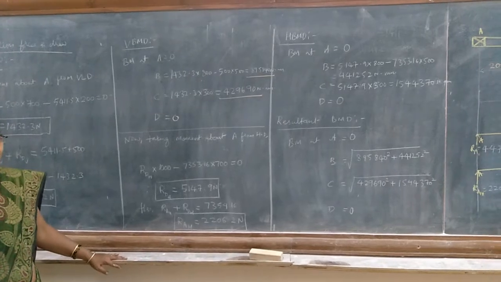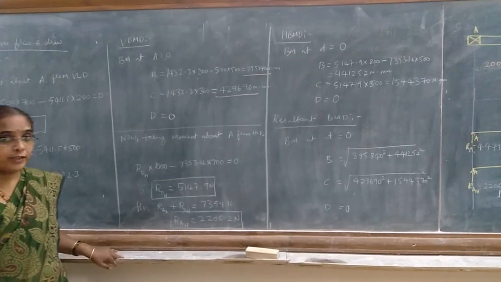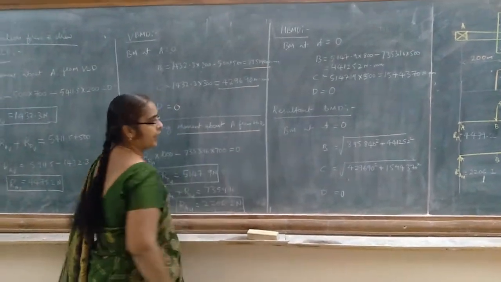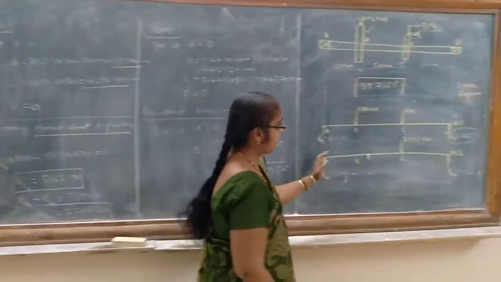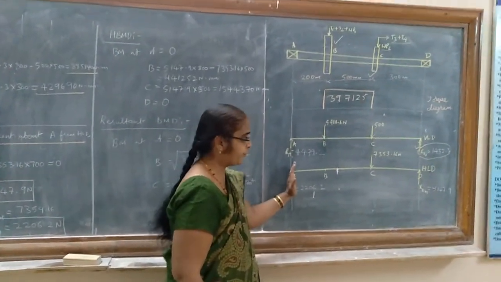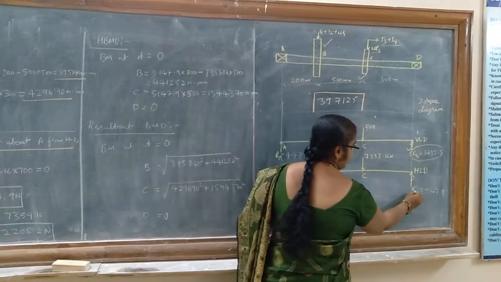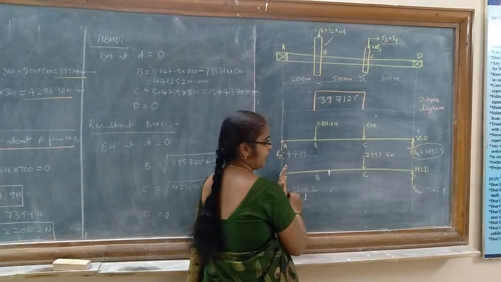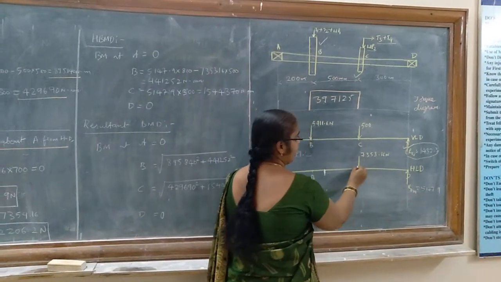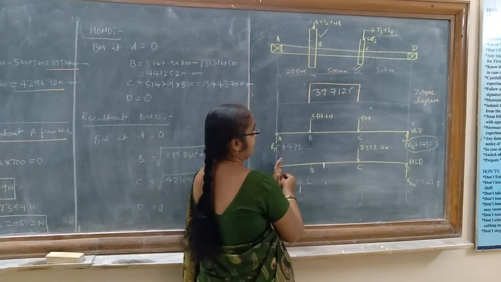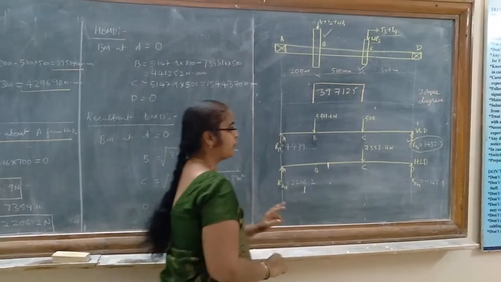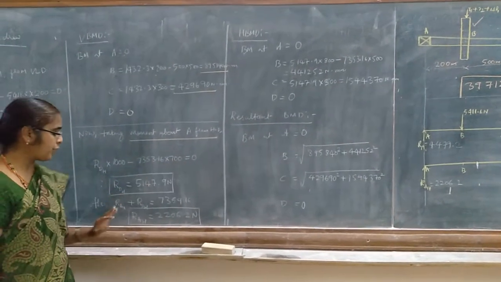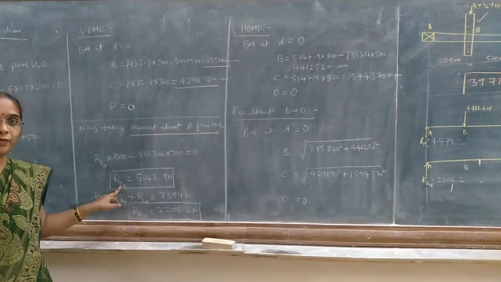Now similarly, let us find the reaction forces for the horizontal load diagram, that is RAH and RDH, again considering the moment about A. Let me take the moment about A. I will consider all the loads towards the right side. RDH into distance 1000 minus 7353.16 into distance 700. These are the only two loads. So RDH into 1000 minus this is equal to 0.